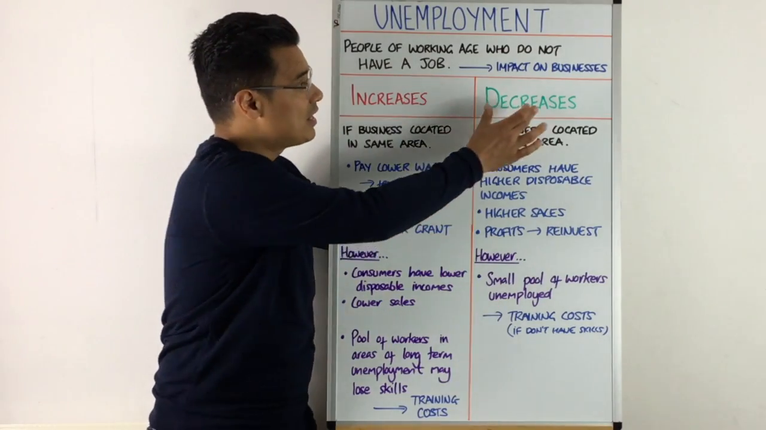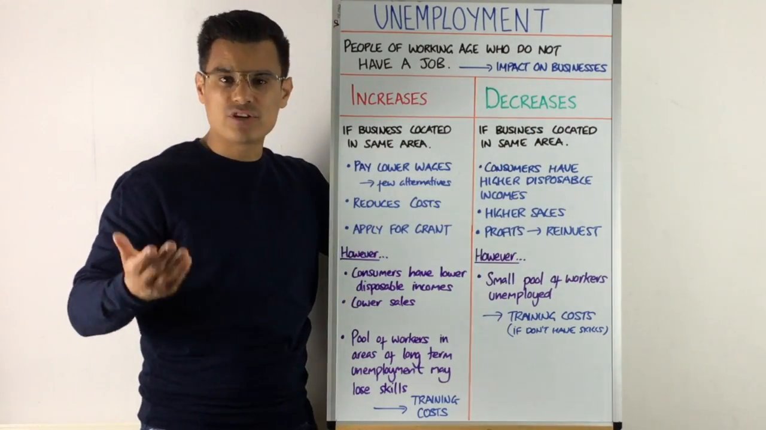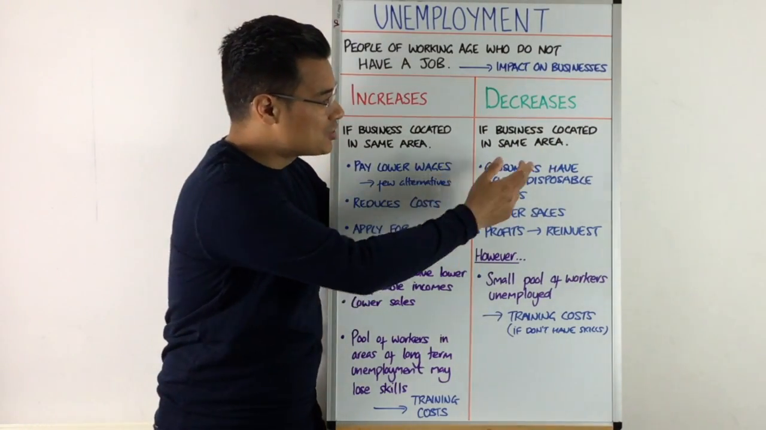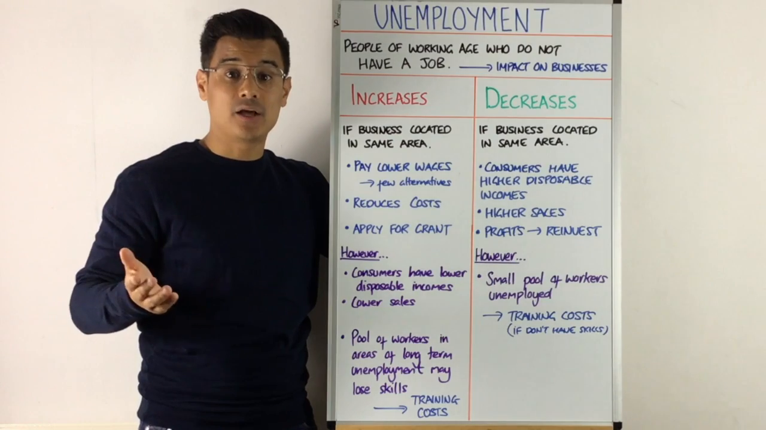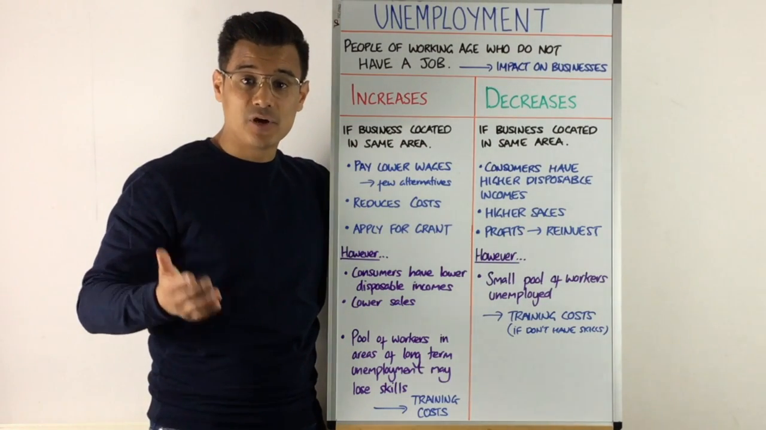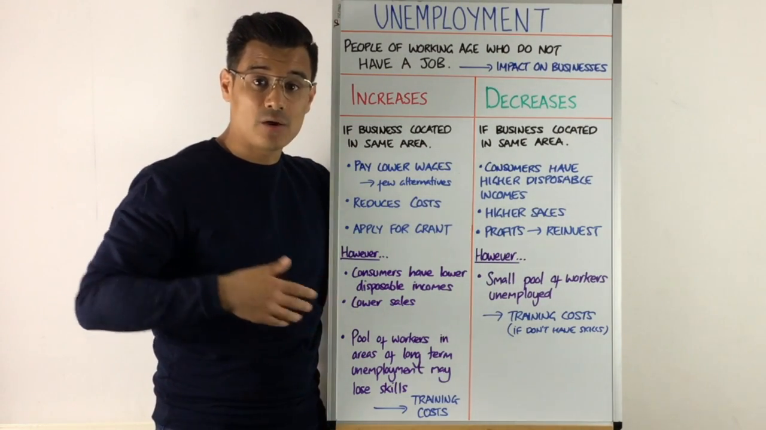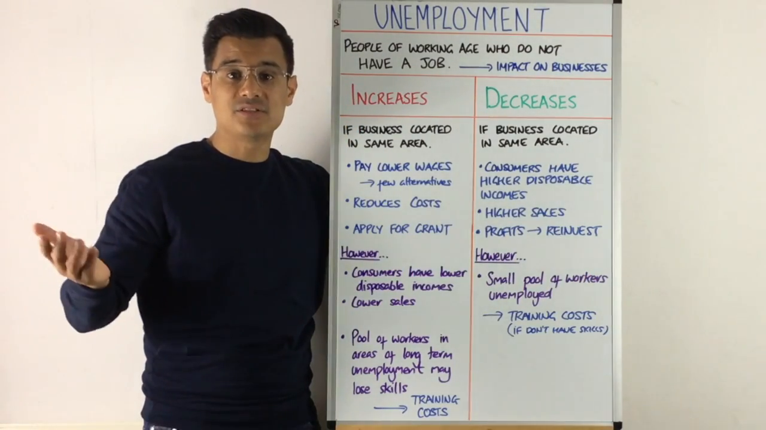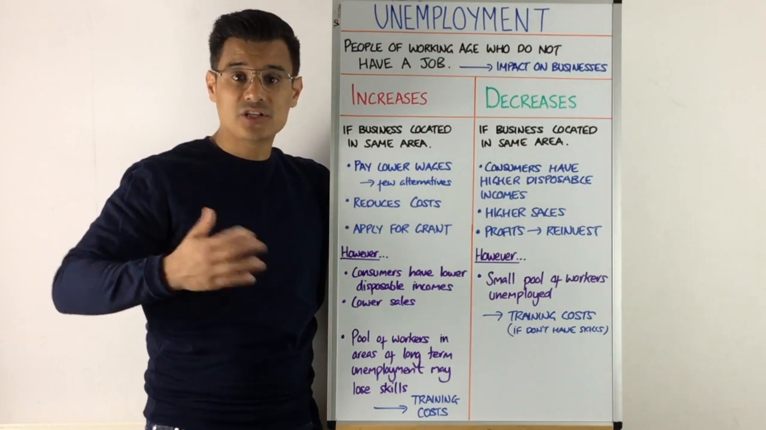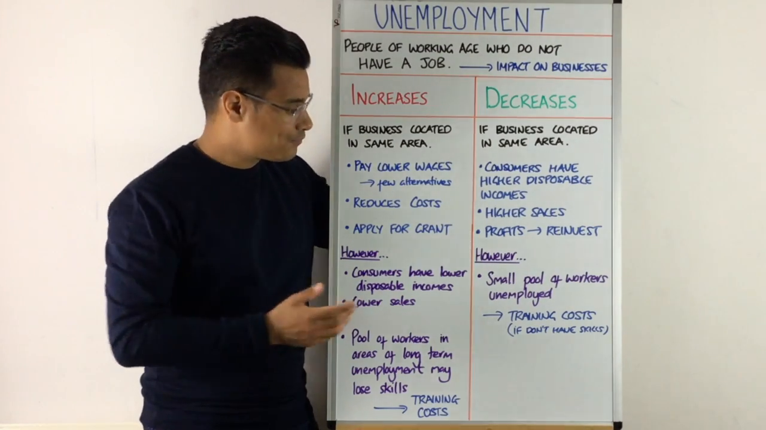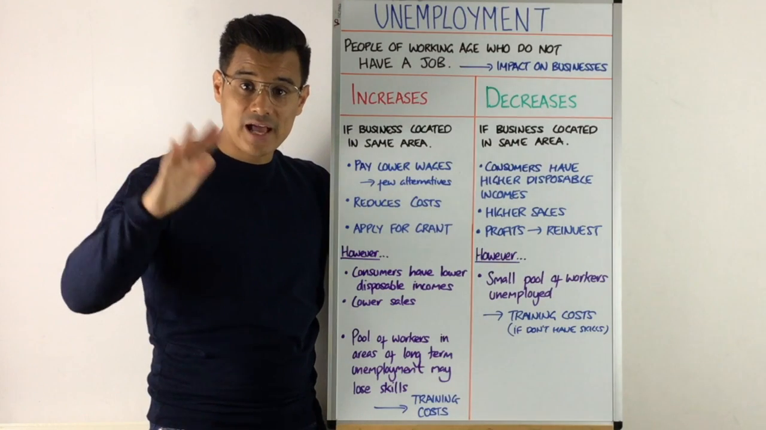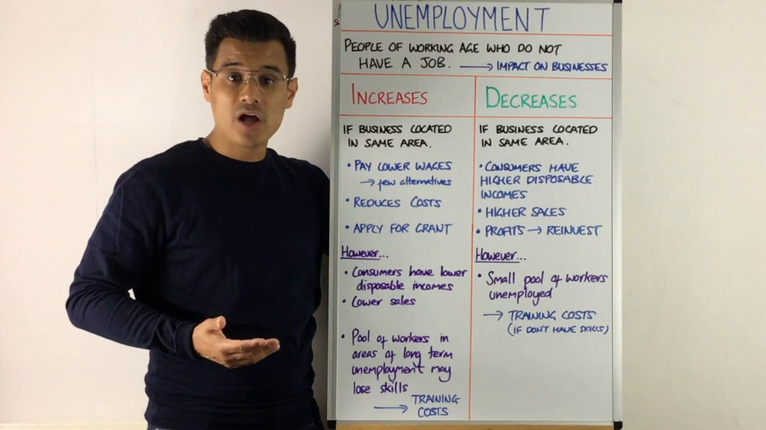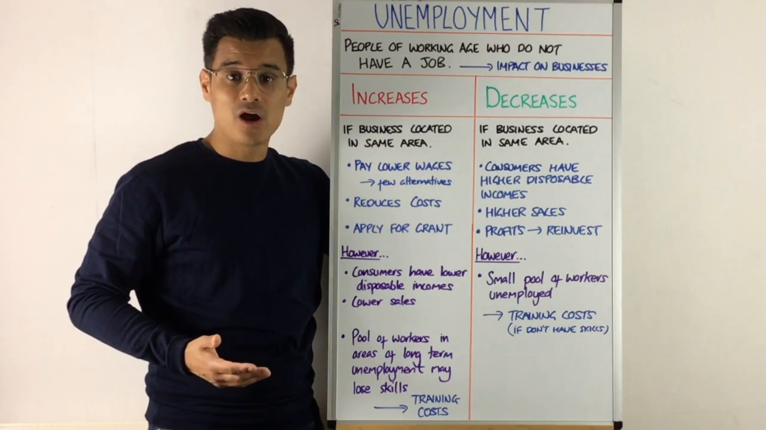Now on the other side, if you have lower unemployment or a decrease in unemployment and the business is located in the same area, well then consumers will have higher disposable incomes. And because they've got higher disposable incomes, that might lead to higher sales and higher profits. And those higher profits could be used to reinvest in the business or to expand the business, such as create another outlet. However, if the unemployment rate has reduced, that means if you're looking to employ some new workers, there are possibly less of them around.